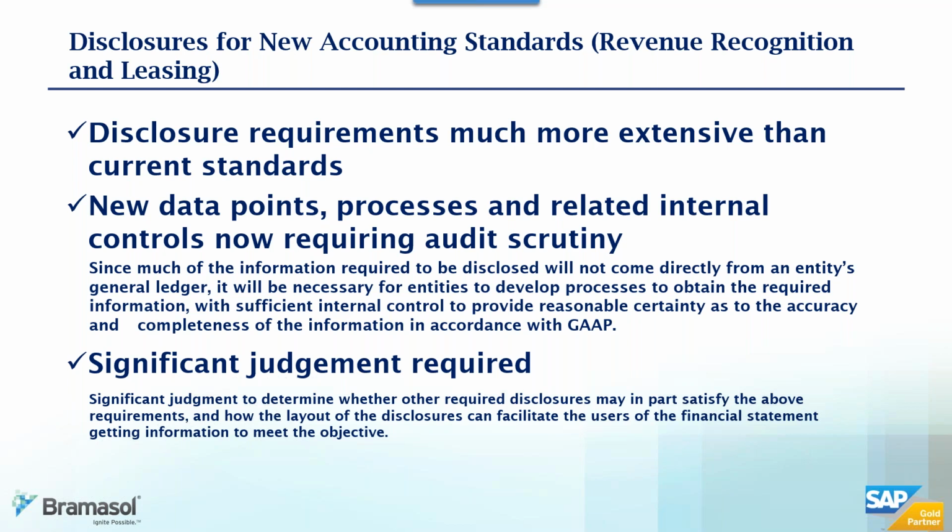And lastly, there's significant judgment required. Especially for revenue recognition, a lot of companies recognize revenue differently, in different industries, and the whole point of ASC 606 was to try to standardize the mechanism and the process you go about for revenue recognition. So John, I don't know if you want to add anything that I may have missed on this one.